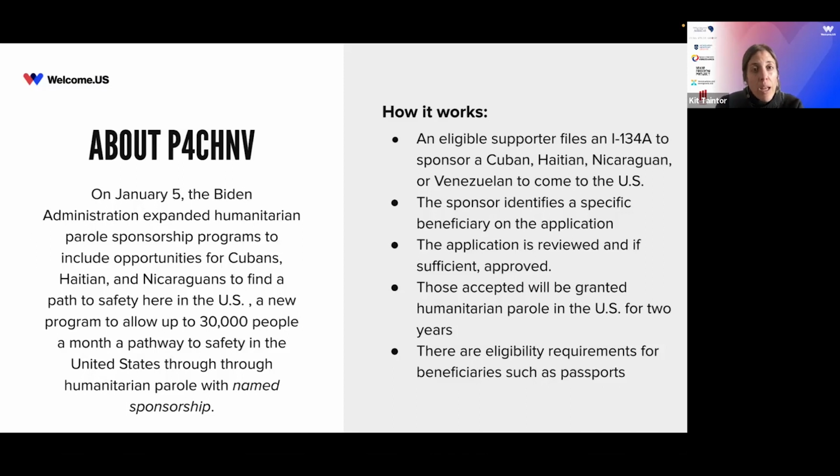There are additional eligibility guidelines for individuals from Cuba, Haiti, Nicaragua, and Venezuela. I invite you to check them out at the USCIS website, noting that they do include things such as whether or not you have had a forced departure from the United States before or previous travel towards our southern border.